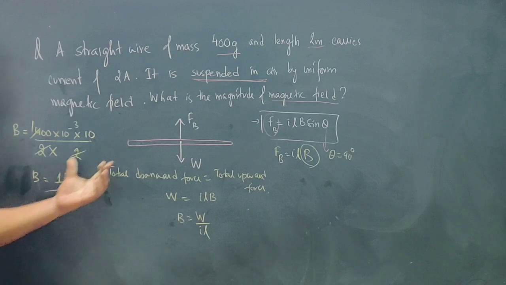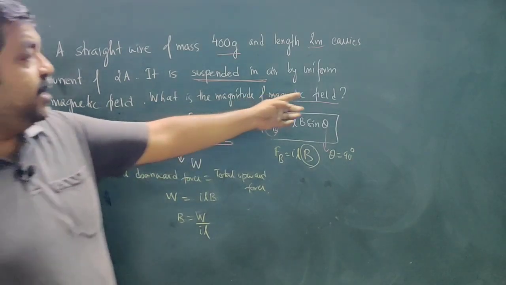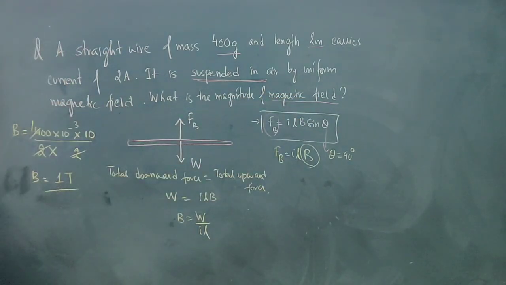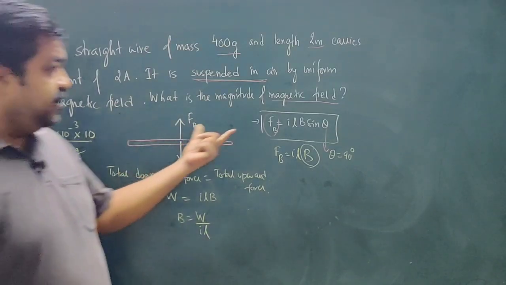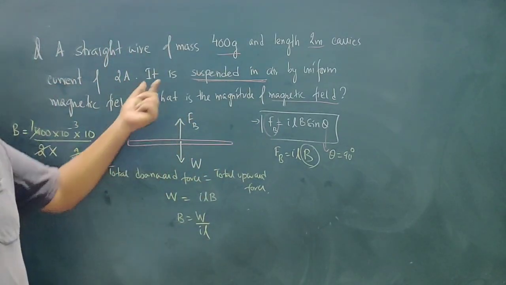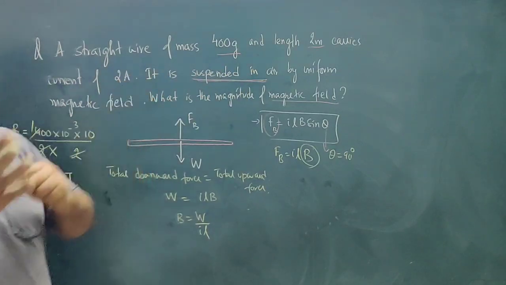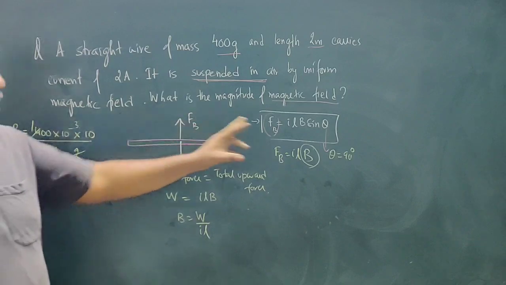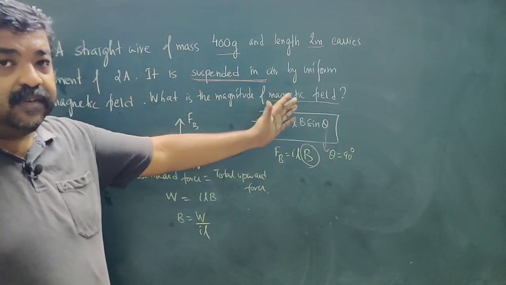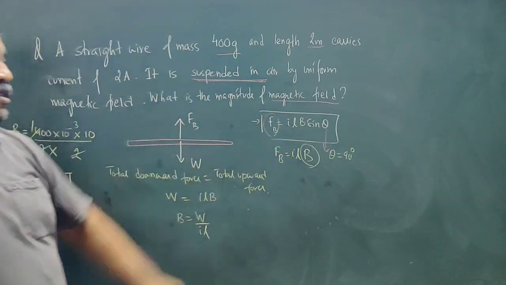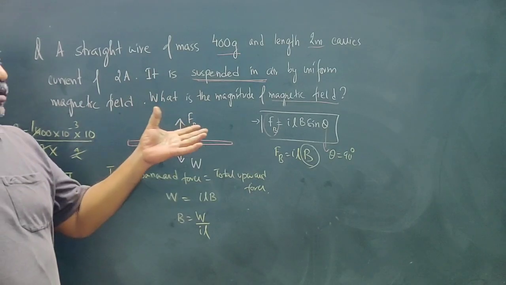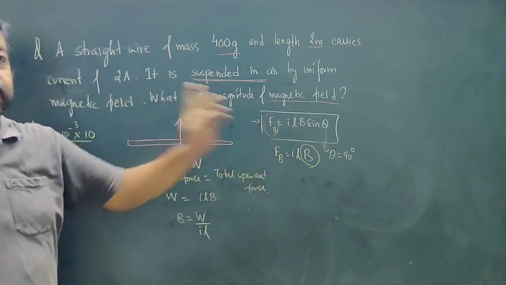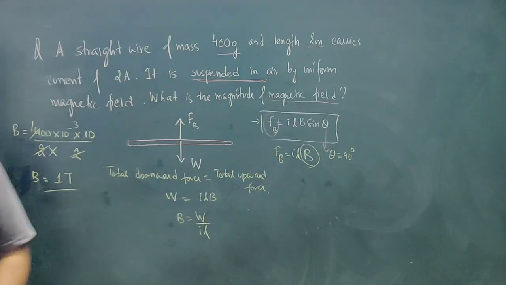So the magnitude of the magnetic field is 1 Tesla. The formula is known, the concept is known: if it is suspended, that means two forces are balancing each other, so the weight is balancing this force. But the main thing is that nothing about the direction is given. When no information is given, you have to consider that theta is 90 degrees, that is the condition for maximum force.